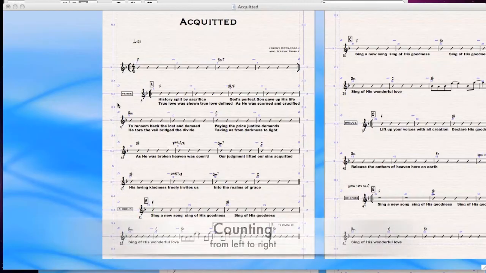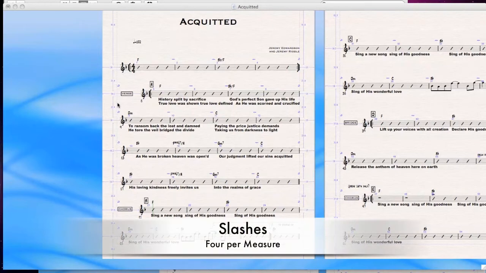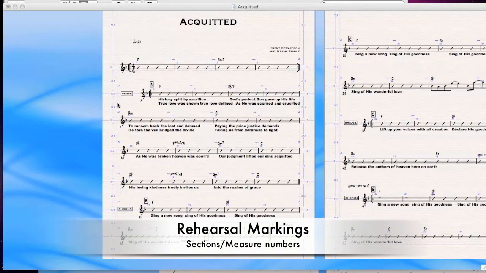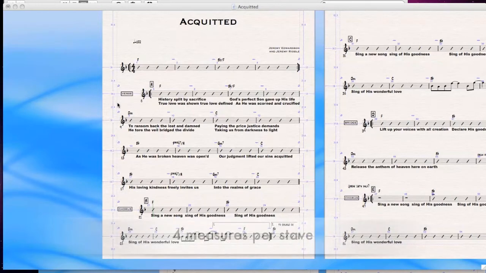We've covered counting from left to right, our slashes, which help us keep the time. We've labeled our sections. We've established a four-bar line. So as you're looking, you'll see four bars, four bars, four bars, four bars, four bars. So it keeps it looking real good.